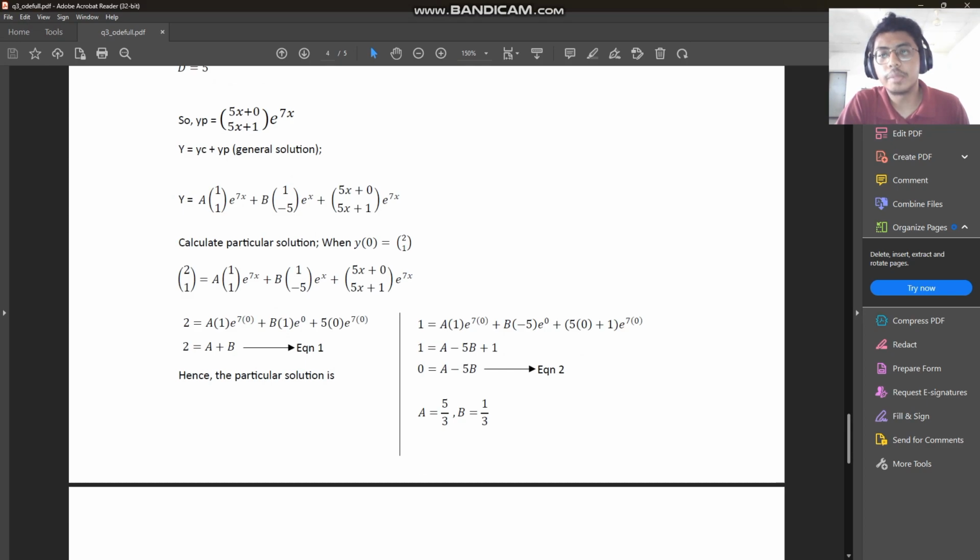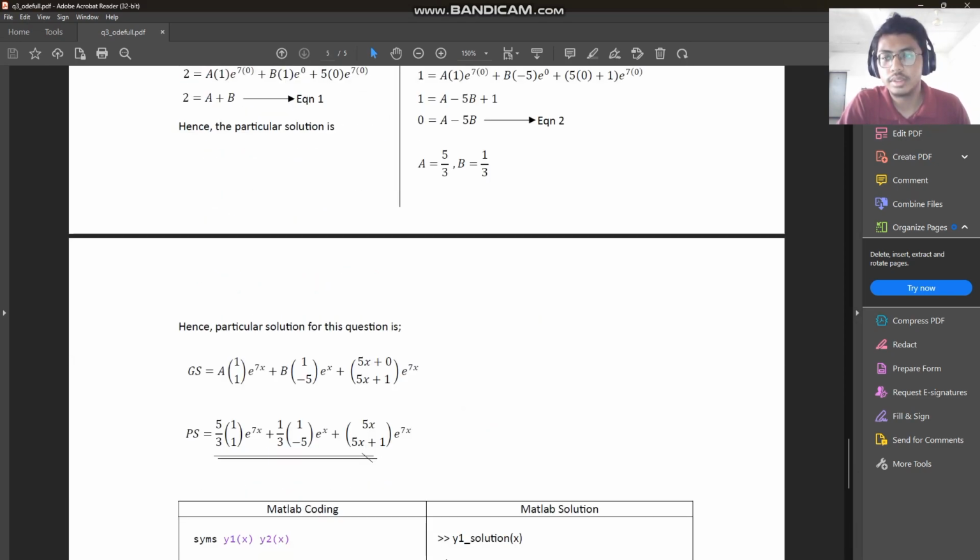Next, we need to calculate the particular solution when x equal to 0 is 2 and 1. So the equation is down below, you guys can read. So we got equation 1, which is a plus b equals to 2, and equation 2, a minus 5b equals to 0. So we just use calculator to calculate the value of a and the value of b. So we got a is equal to 5/3 and b is equal to 1/3.